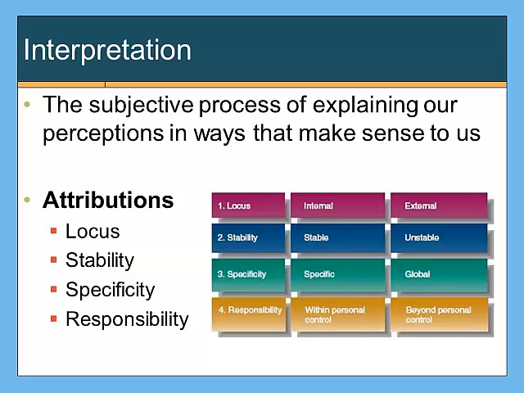And there are 4 dimensions. 4 seems to be the magic number for a lot of things, I know, but there are 4 dimensions for this. The first is locus, which attributes a person's actions to internal factors, he has no patience with people who are late, or external factors, the traffic jam frustrated him. The second dimension is stability, which explains actions as the result of stable factors that won't change over time.